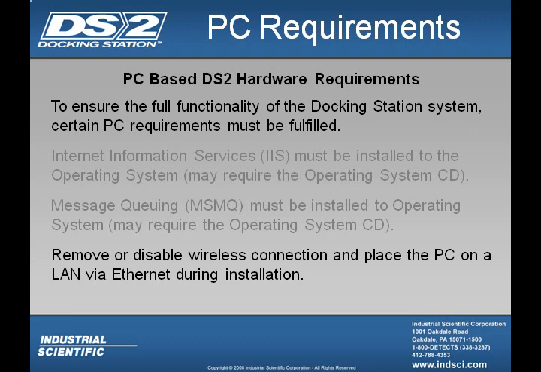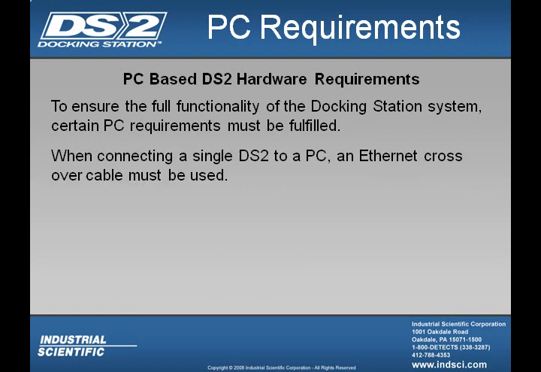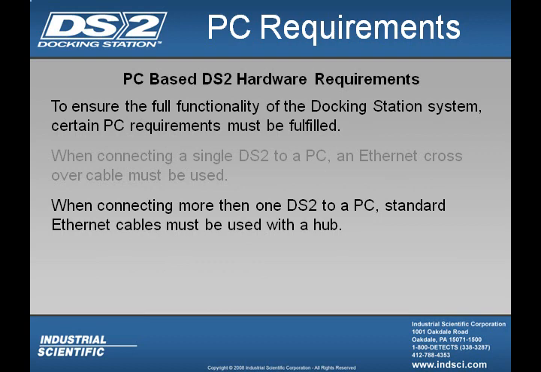Before installing these components, we have to remove or disable our wireless connection and place the PC on a LAN via Ethernet during this installation. If you are connecting just a single DS2 to your PC, then an Ethernet crossover cable must be employed, which is different than your standard Ethernet cable. When connecting more than one DS2 to the PC, we now use standard Ethernet cables through a hub, switch, or router.